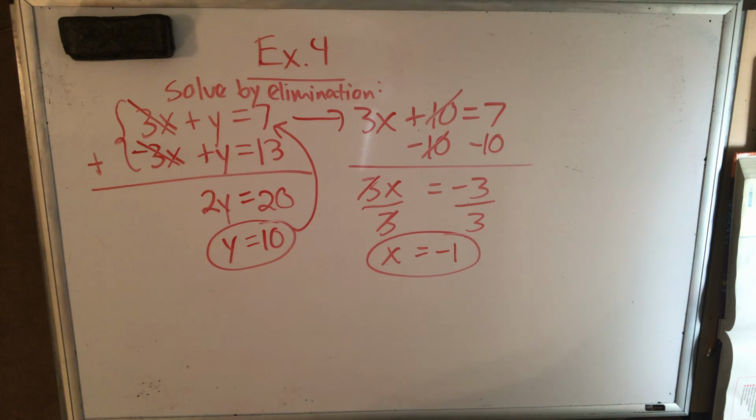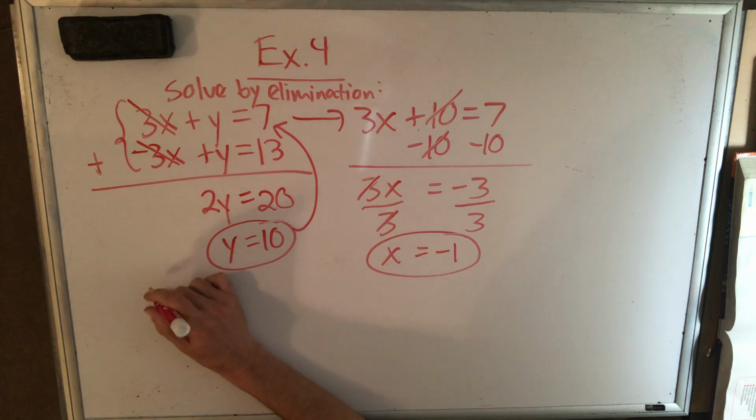And you can check your answer by substituting in 10 for y and negative 1 for x in both equations. And if both equations end up being true as a result, then you know you have the correct solution. Now I'm going to show you how we could have solved it by subtracting the equations to eliminate y.